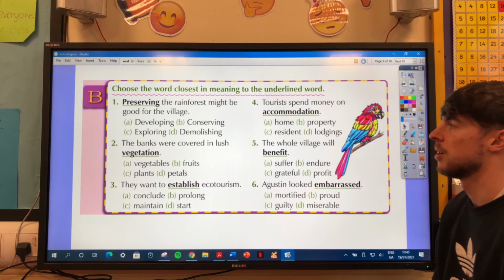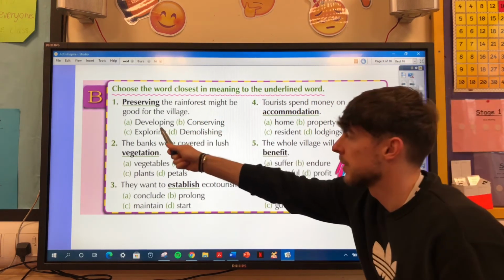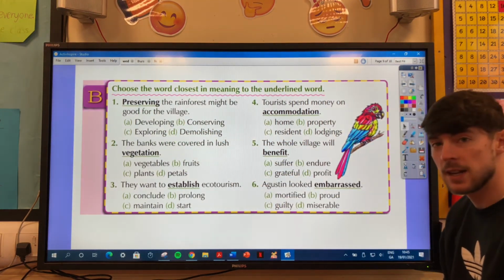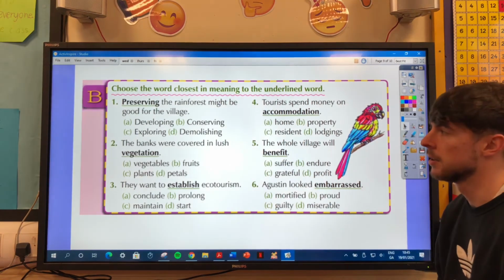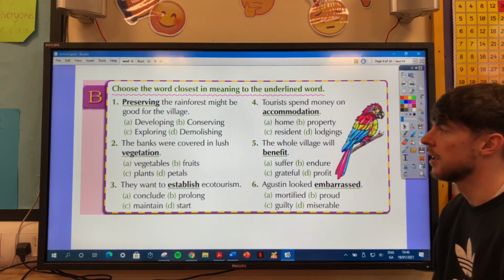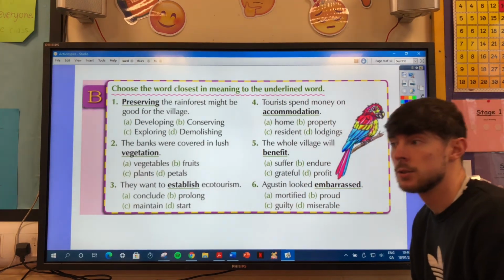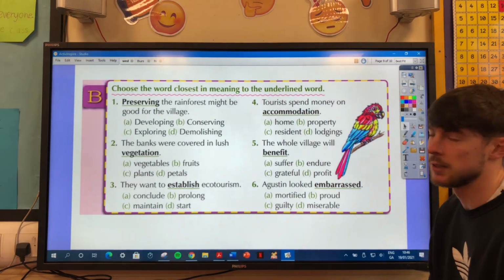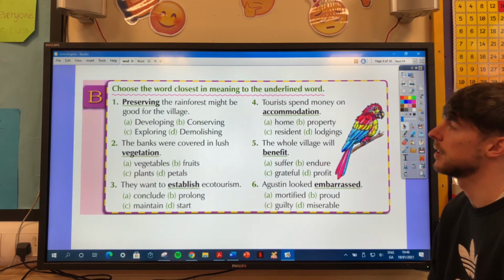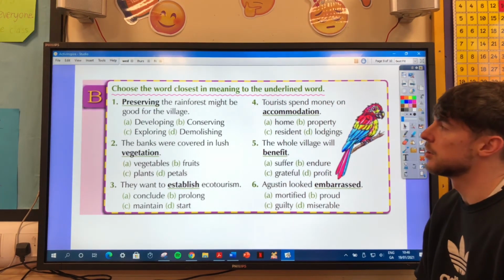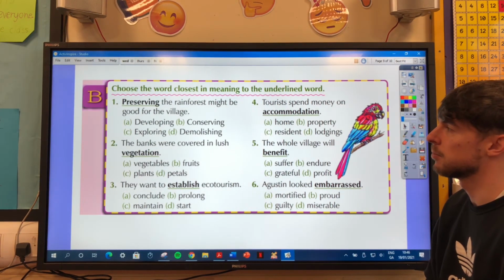So I want you to say, for example, if it's 1, so preserving the rainforest might be good for the village. Okay, so what word there means the closest to preserving? So developing, are they building upon it? Are they conserving, so being careful with it? Are they exploring, so like going through it and finding new things? Or are they demolishing, so breaking it down? So what are they doing? What's the closest thing to preserving? Conserving, isn't it?